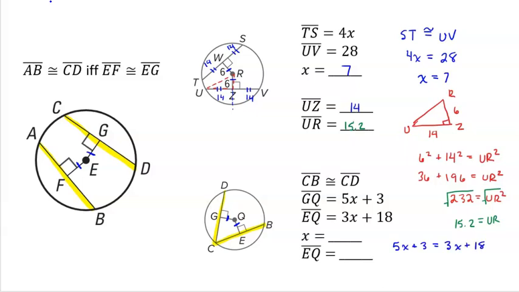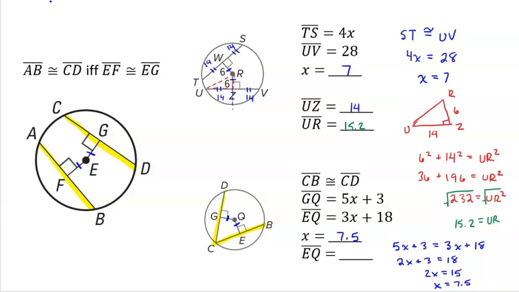I'm going to move 3x to the other side and I end up getting 2x plus 3 equals 18. Move 3 to the other side, so I'm going to subtract 3 from both sides and I get 2x is equal to 15. Divide both sides by 2 and I get 7.5. So x is going to be 7.5.